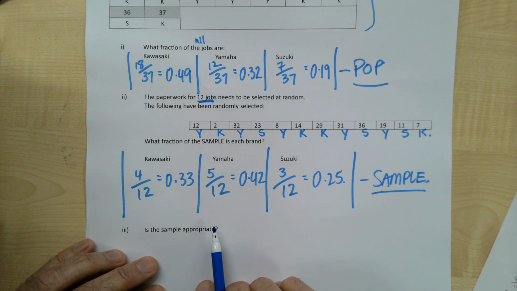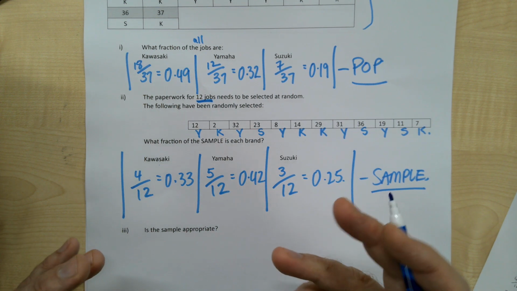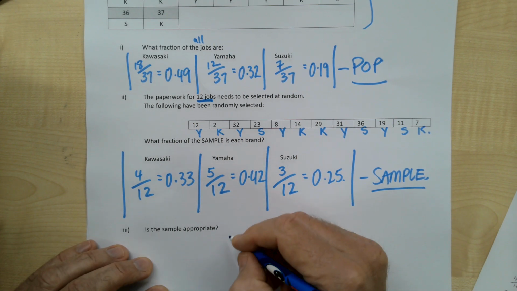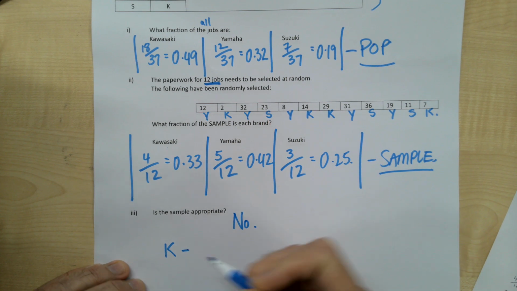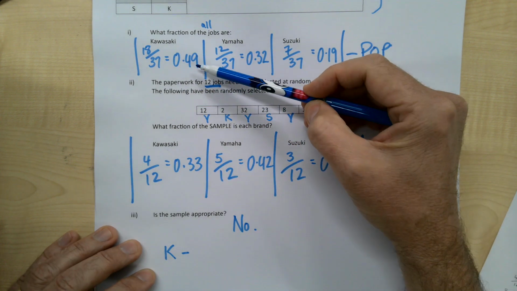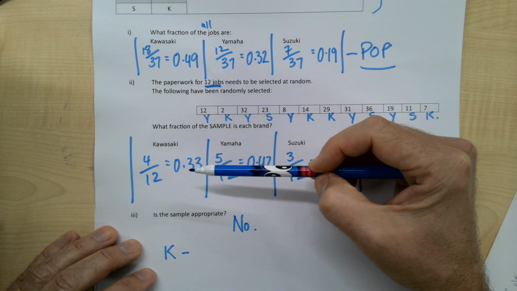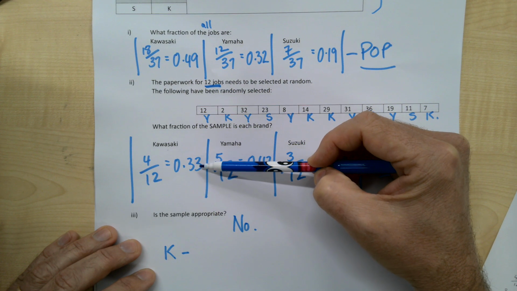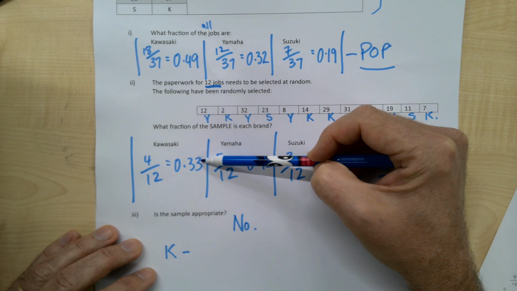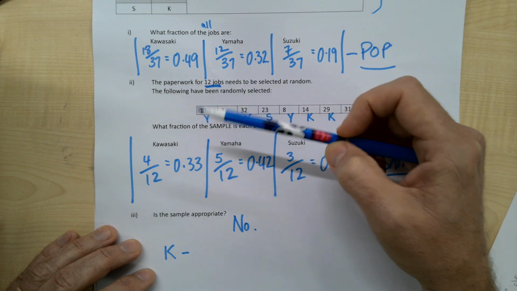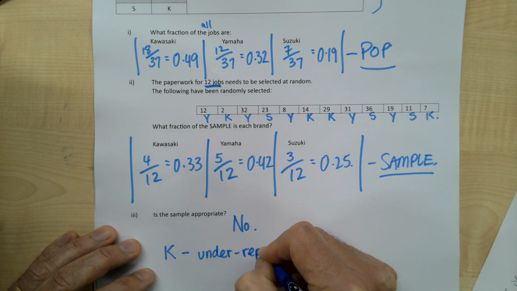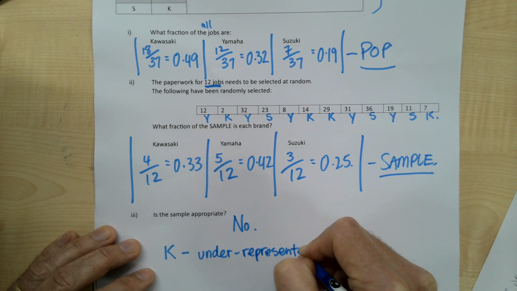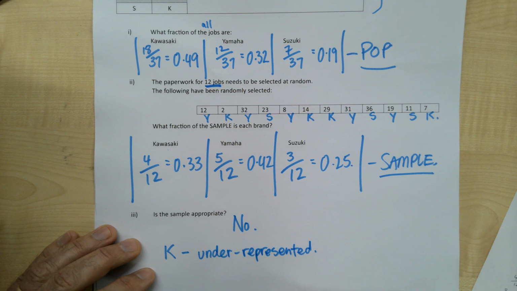Is the sample appropriate? First of all, it's not just a yes or no question. I mean, we're going to say no, but then you've got to give reasons. So you deal with each one. For Kawasaki, what's going on with Kawasaki? That's what we want it to be, and that's what it is in the sample. So there's not enough of them. It's actually underrepresented, and that's what we write there, underrepresented. That is the buzzword you need to use, either under or overrepresented.